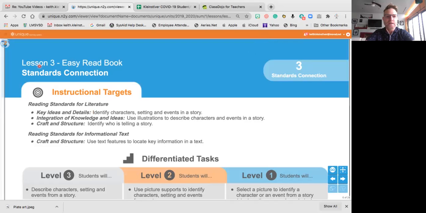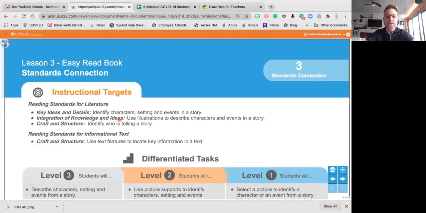I'm going to be teaching lesson 3, Easy Read Book for the Unique Adapted Curriculum Program. And this is our instructional targets for this lesson. Reading standards for literature. Key ideas and details. Identify characters, setting, and events in a story.